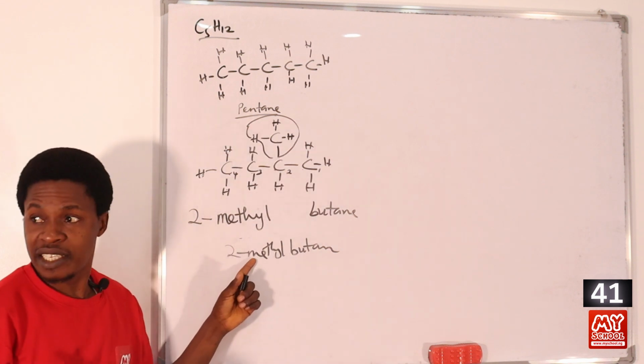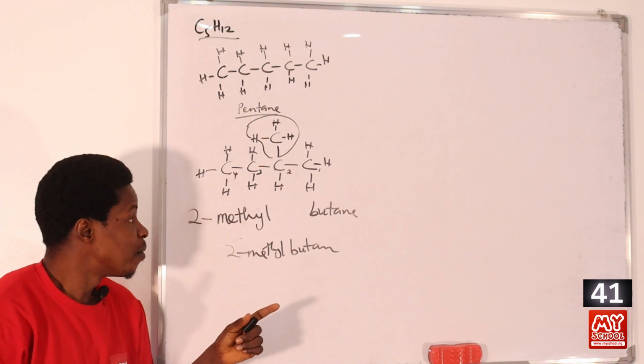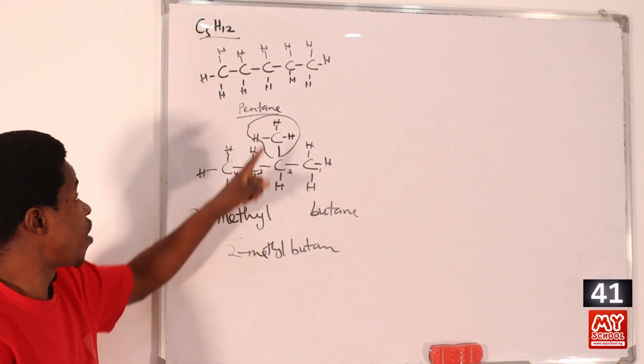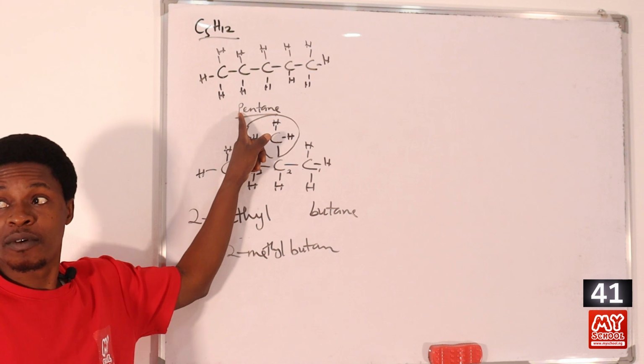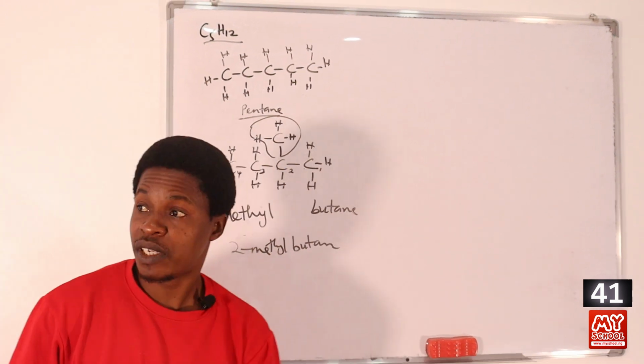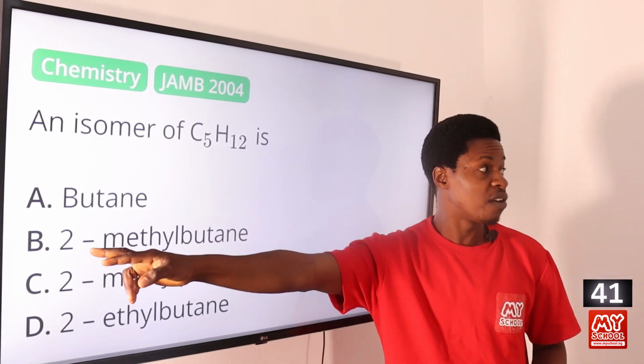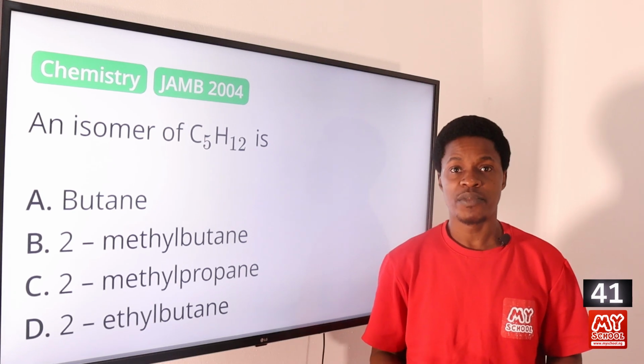Let's see if we have the answer in the options. 2-methyl butane. Yes, we have an answer there. So let's not waste much time. We don't have pentane here, but we have butane. Butane is wrong. We have 2-methyl butane here for option B. So the correct answer is option B.